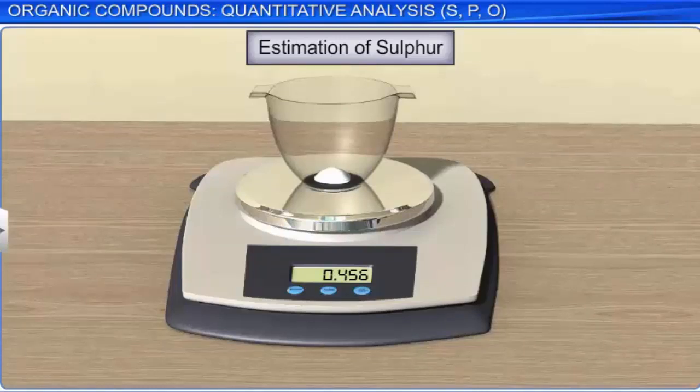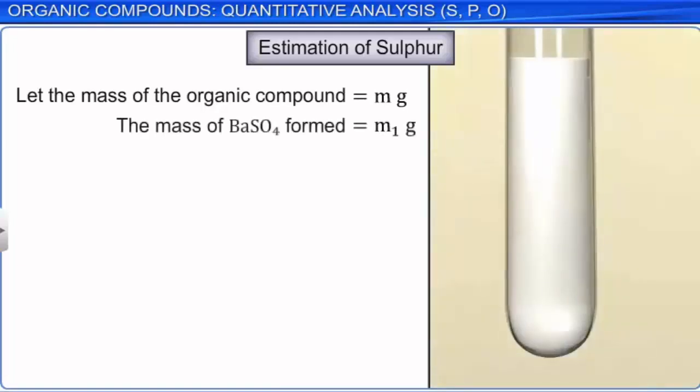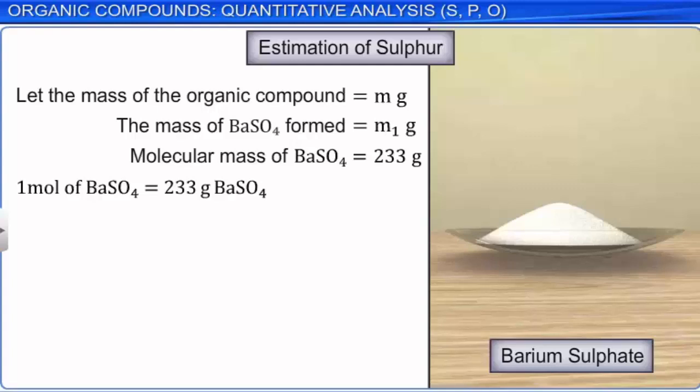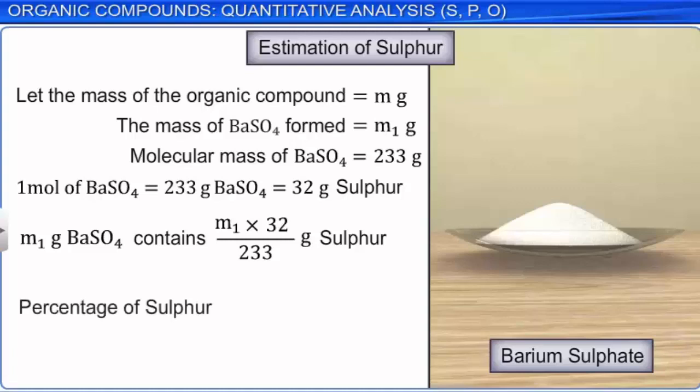Let the mass of the organic compound taken be m grams. The mass of barium sulfate formed is m1 grams. We know that the molecular mass of barium sulfate is 233 grams, and the amount of sulfur in 1 mole of barium sulfate is 32 grams. Therefore, the mass of sulfur in m1 gram of barium sulfate is m1 multiplied by 32 divided by 233. Therefore, the percentage of sulfur in the compound is 32 multiplied by m1 multiplied by 100 divided by 233 multiplied by m.